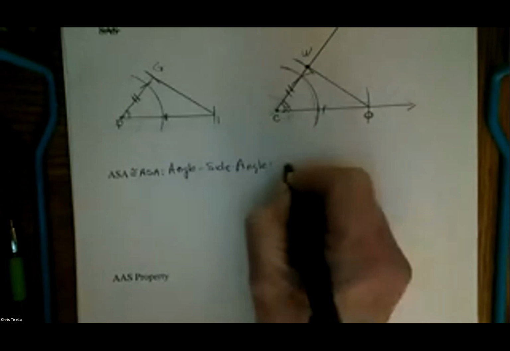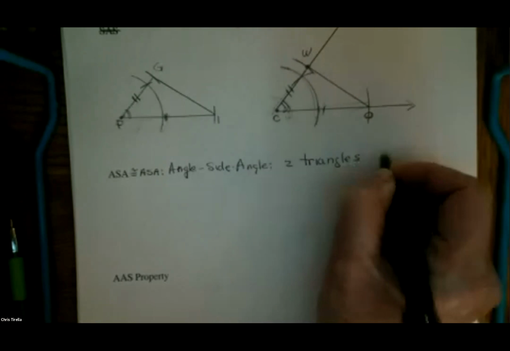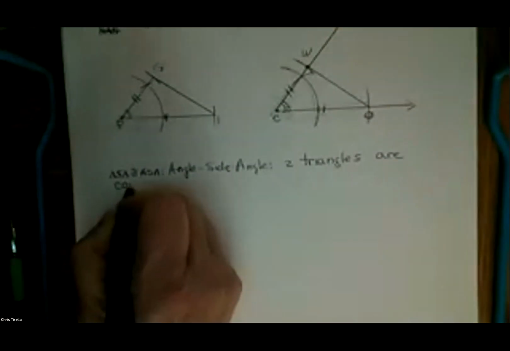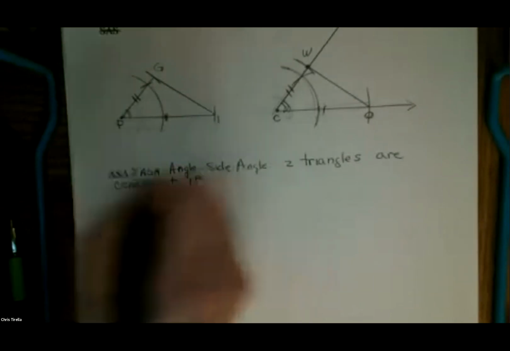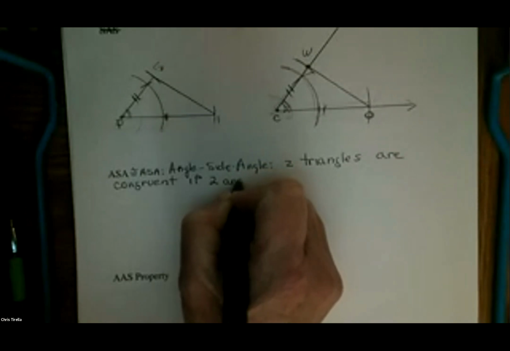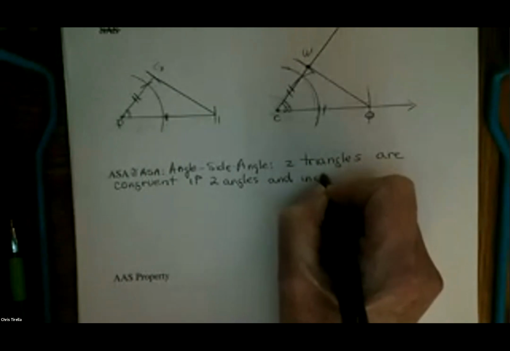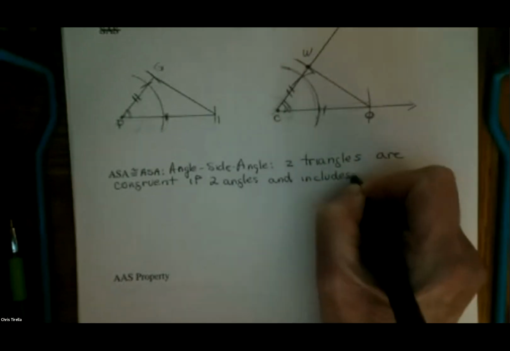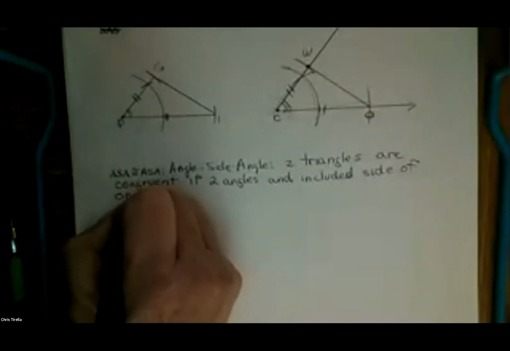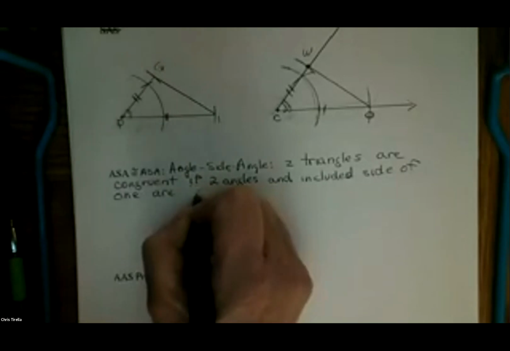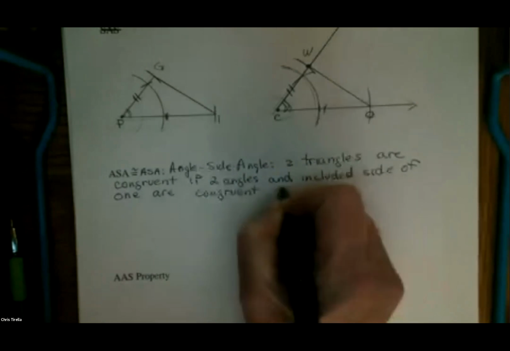And it says that two triangles are congruent if, notice we've got two A's, so we've got to have two angles and the included side of one are congruent to the corresponding parts of the other.